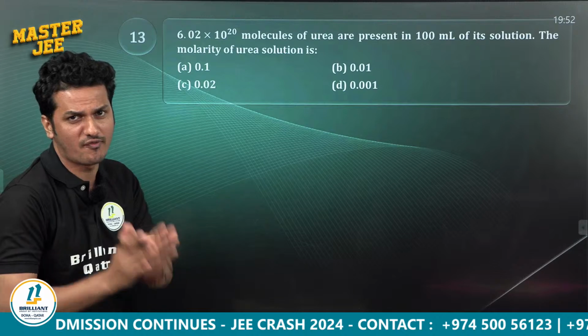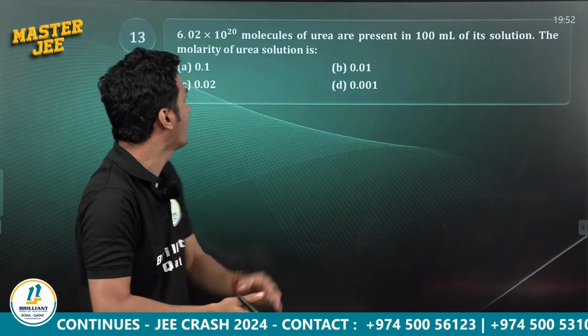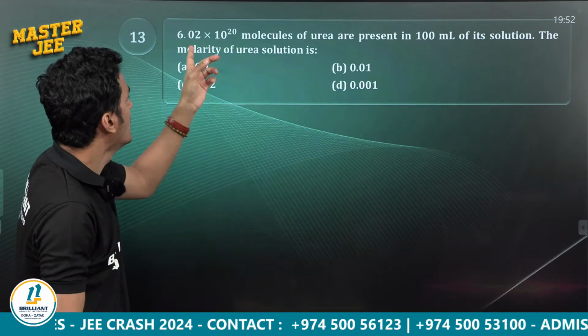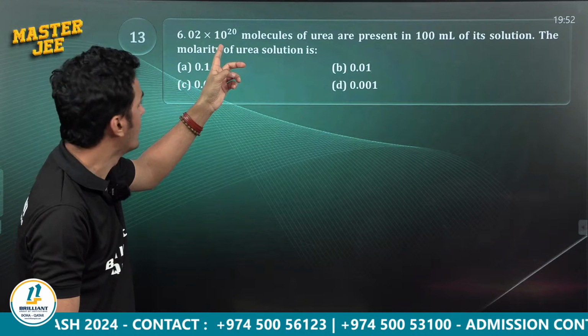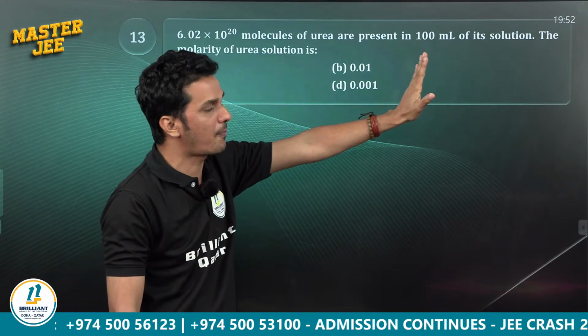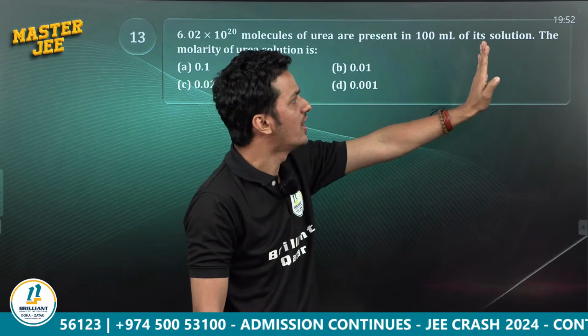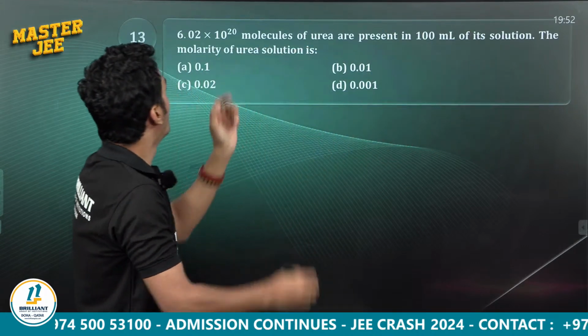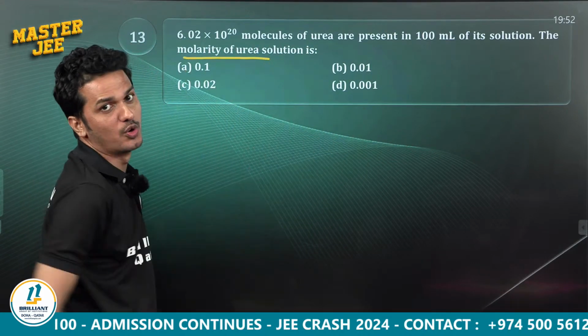This is the next question. This is a very important question, but an easy question. It's a previously asked question also. 6.02 into 10 to the power 20 molecules of urea are present in 100 ml of its solution. The molarity of urea solution is?